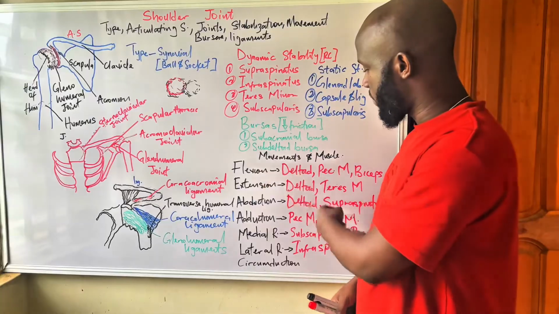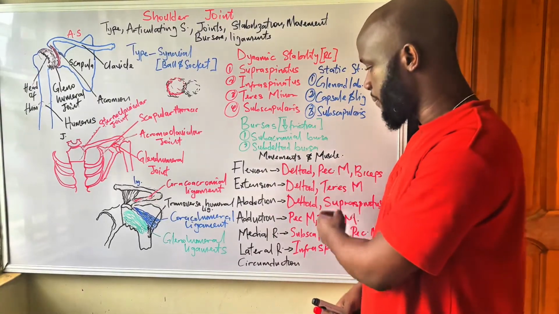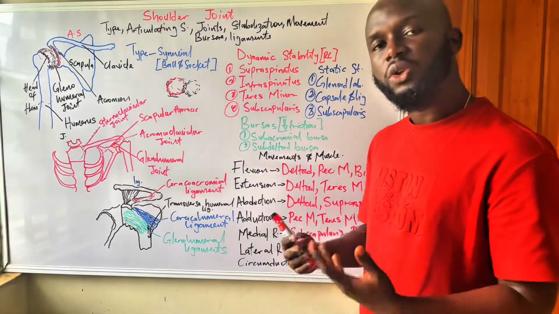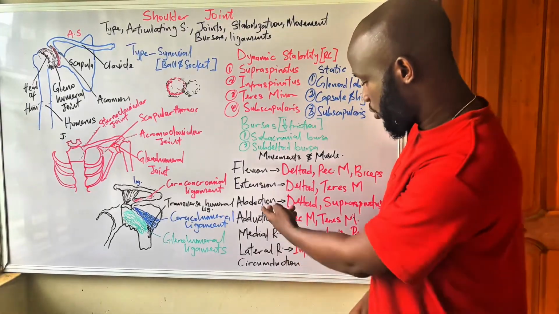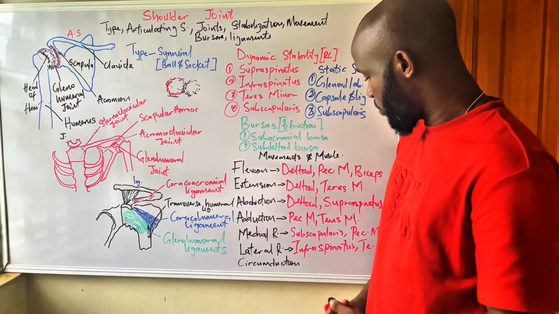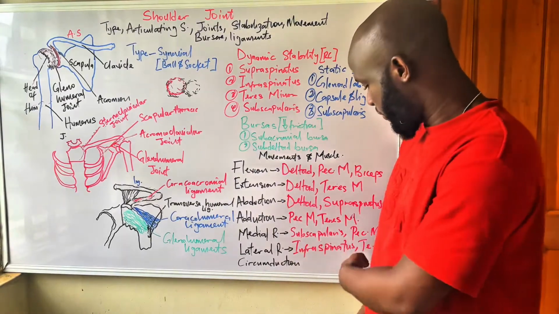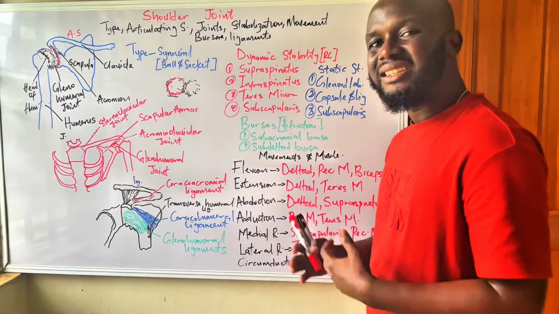For flexion, we have the deltoid muscle. For extension, we also have the deltoid muscle and the teres major. For abduction, we have the deltoid. For adduction, we have the pectoralis major and the teres major. For medial rotation, we have the subscapularis and the pectoralis major. And for lateral rotation, we have the infraspinatus and the teres minor.